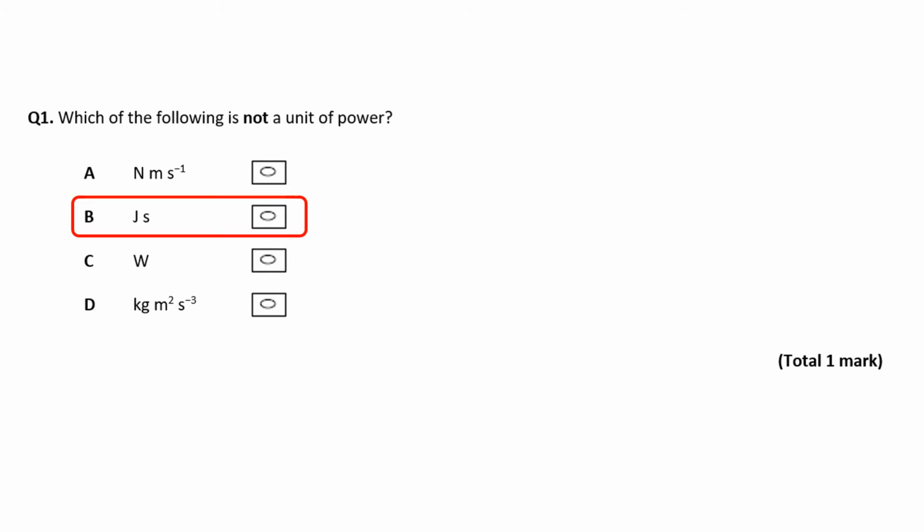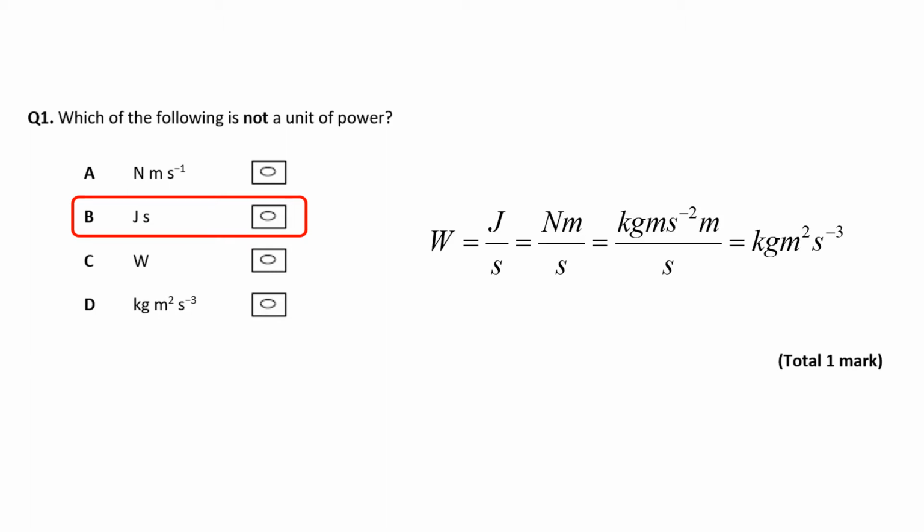So the correct answer is a joule second is not a unit of power, and to explain how you can work that out if you don't just know that that's the case, first of all, power is measured in watts, and a watt is a joule per second. So then 1 joule is a Newton meter, so we can turn a watt into a Newton meters per second. So we're just using the work done equation there.